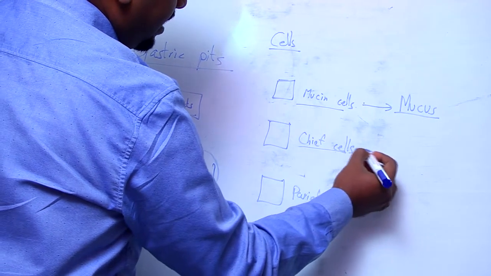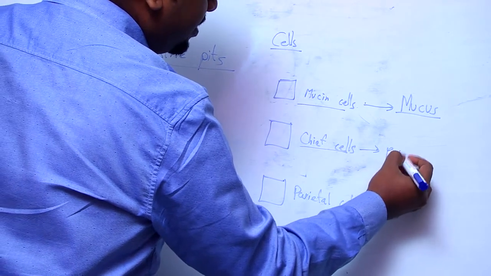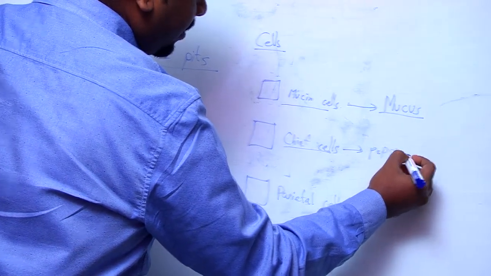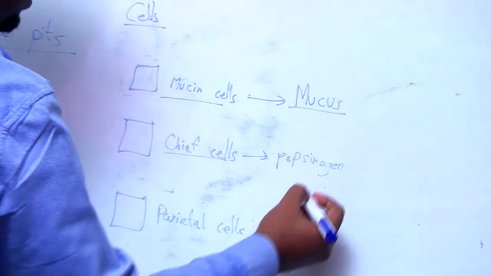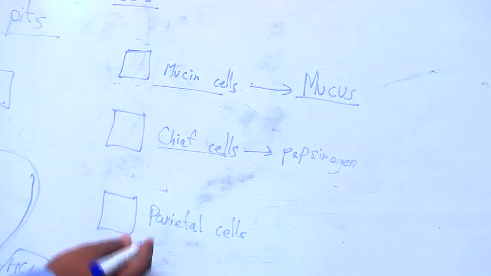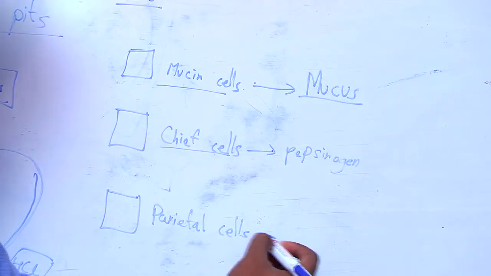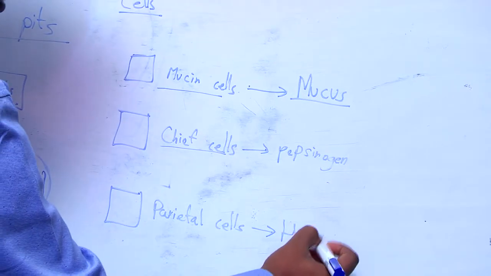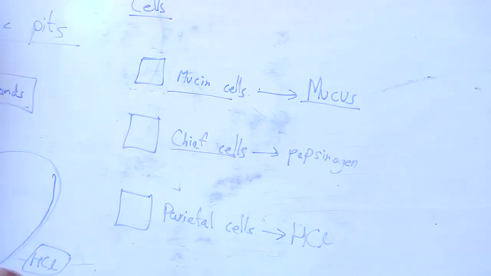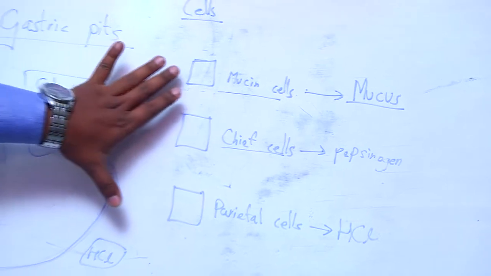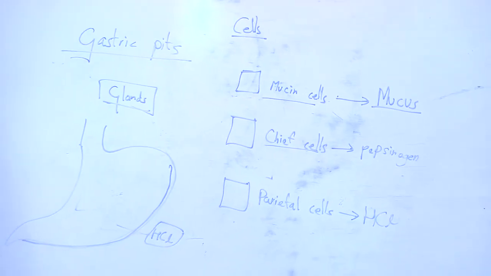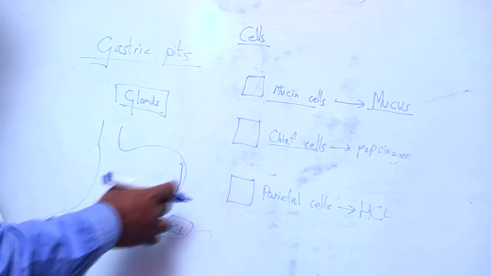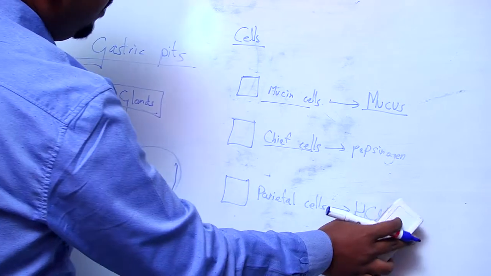The chief cells secrete something known as pepsinogen, which helps in the main digestive function of the stomach. The parietal cells secrete the most important HCl, and they also secrete the intrinsic factor. So each cell has a separate function, and you should know the function of each cell so that you can go ahead with the treatment of the peptic ulcer.